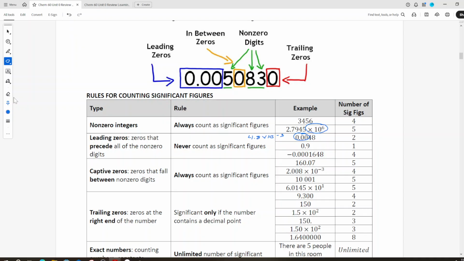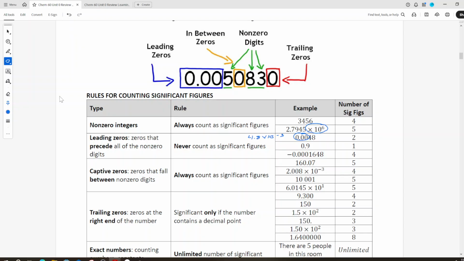Done. The next conversation on zeros is captive zeros. Captive zeros are things that are inside of non-zero integers, and without them, the number wouldn't be what the number was. So for example, 2.008 times 10 to the negative 3, if I took out these two middle zeros, it would be 2.8, which would be a very different number with very different precision. So this one has 4 sig figs. 10,001 has 5 sig figs. 6.0145 times 10 to the 1, 5 sig figs. 1, 2, 3, 4, 5.